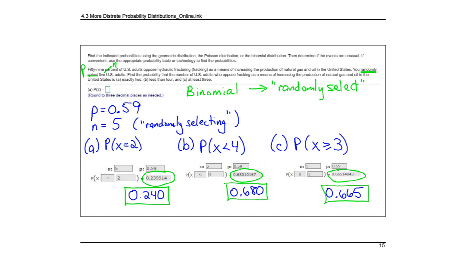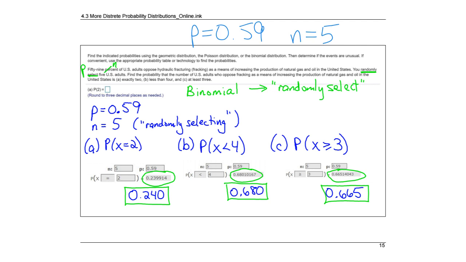All right, one more. Again, we're looking for whether this problem is geometric, Poisson, or binomial. I see 59% of US adults oppose hydraulic fracturing or fracking as a means of increasing the production of natural gas and oil in the United States. Okay, so that tells me that P is equal to 0.59. You randomly select 5 US adults, so that means that N is equal to 5. Find the probability that the number of US adults who oppose fracking as a means of increasing the production of natural gas and oil in the United States is exactly 2.